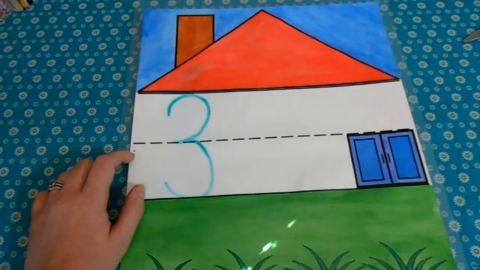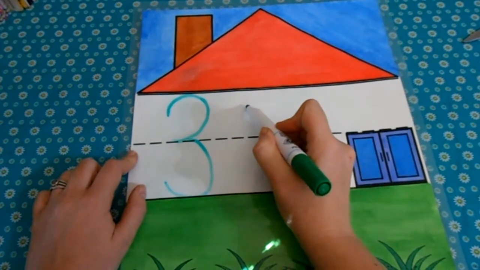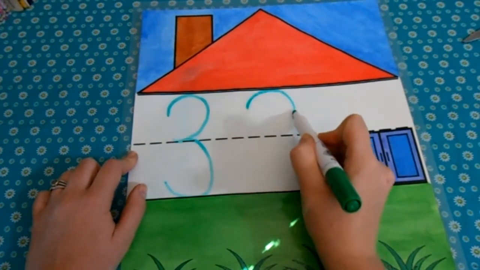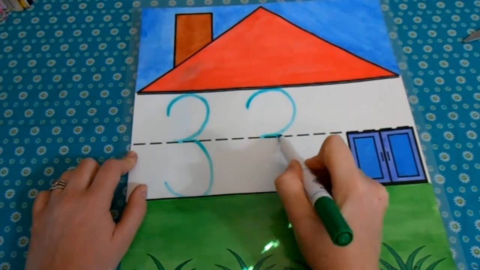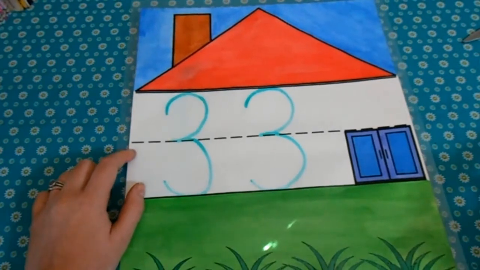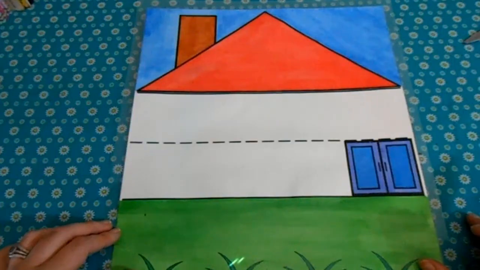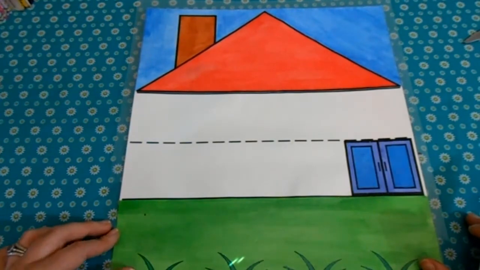Can we try that again? Remember, it's not touching the roof. So we're going to make 1 bubble and another bubble. Wow! So we've learned how to write the number 3.